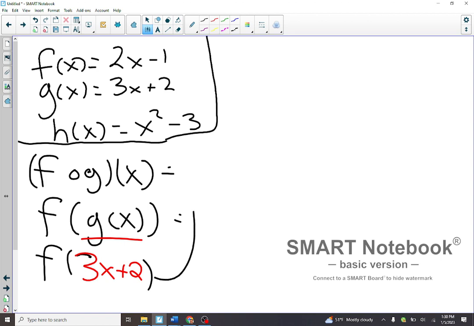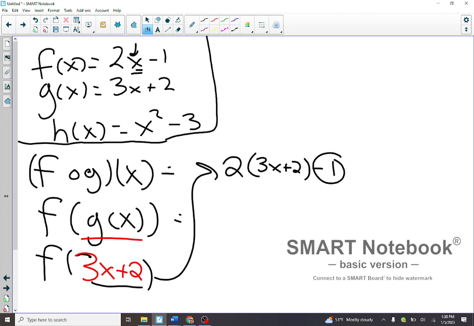So then, when you do that, every x in the f of x becomes 3x plus 2. So it's 2 times 3x plus 2, because this x just became 3x plus 2, minus 1, because that's the 2 in front of that x. I'm taking this and plugging it into the x. A lot of people see the 2x and they forget the minus 1. Don't forget the minus 1 at the end.